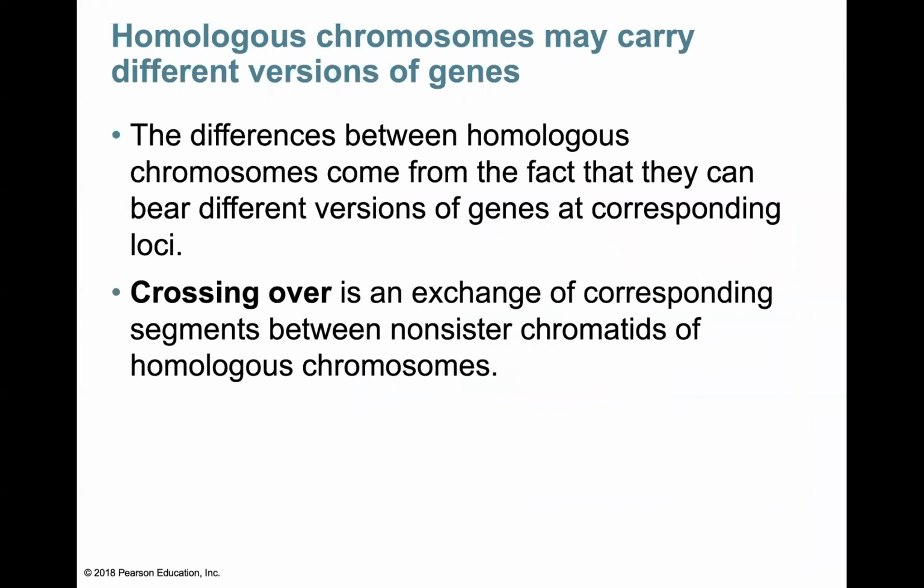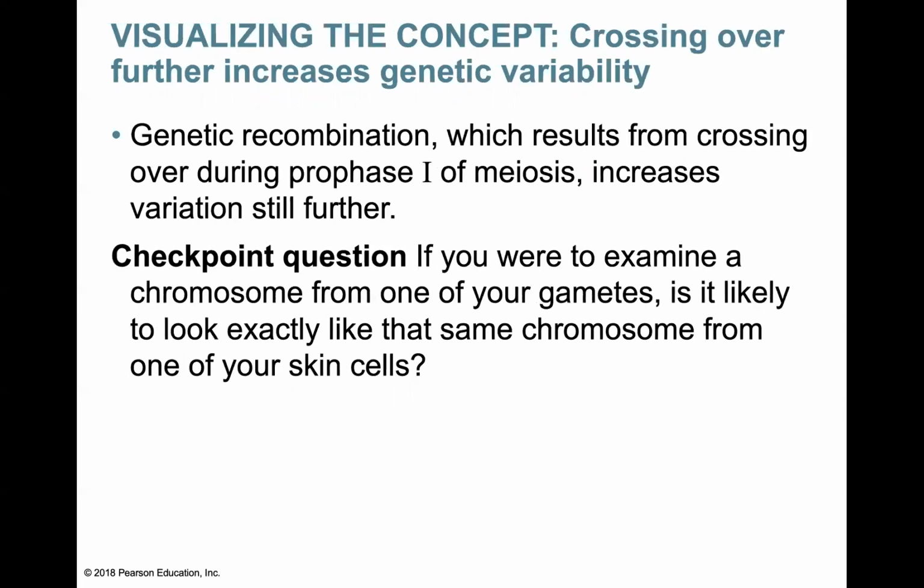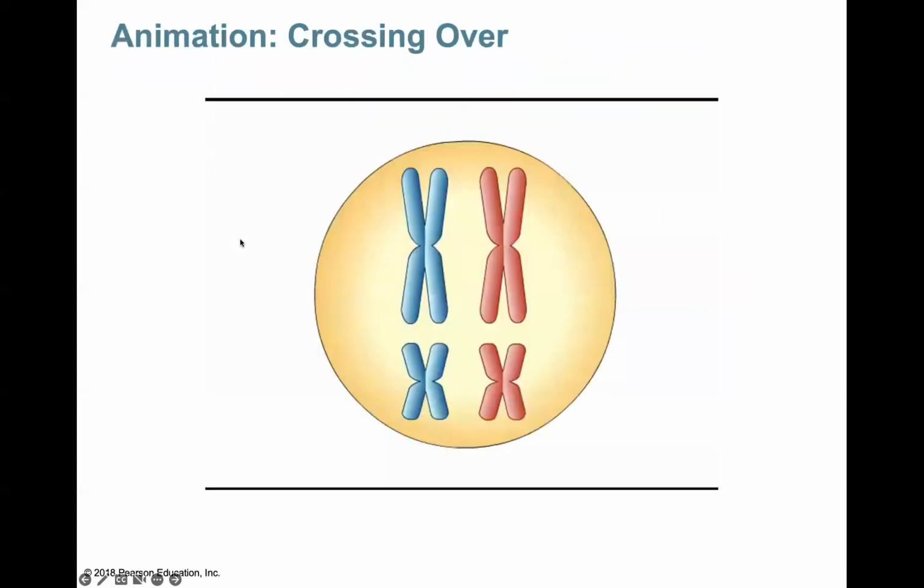Okay, so the differences between homologous chromosomes come from the fact that they can bear different versions of genes at different loci. All right, so crossing over is how we generate genetic diversity. So genetic recombination, which results from crossing over during prophase 1 of meiosis, increases variation. Okay, let's have an animation here.